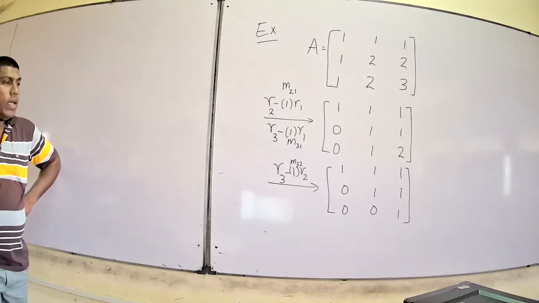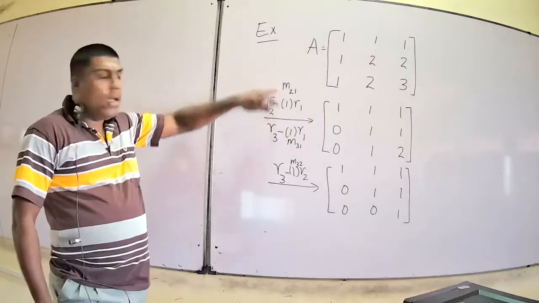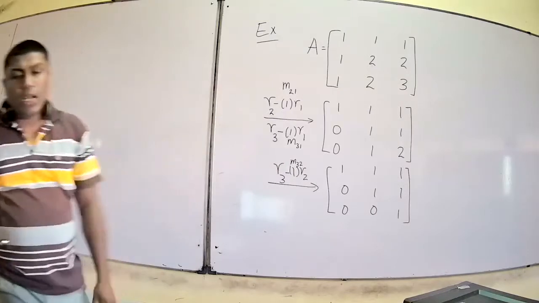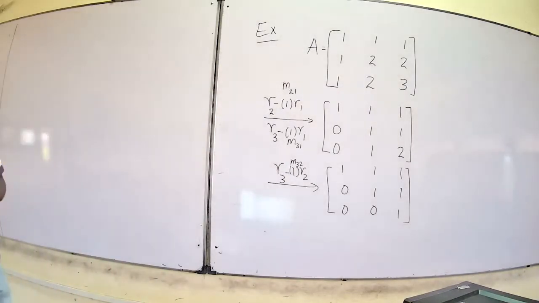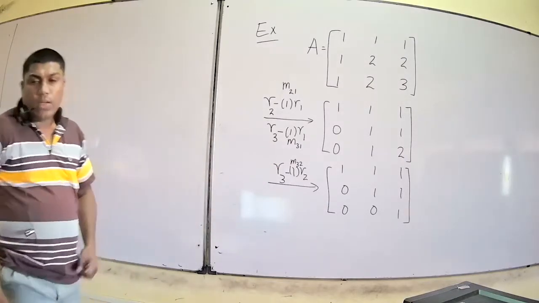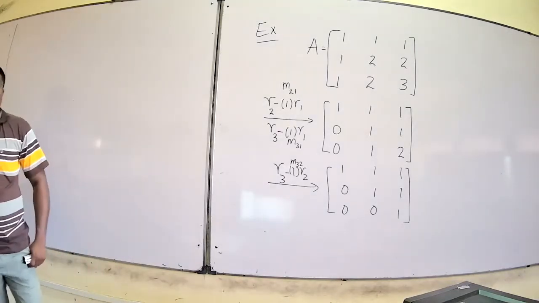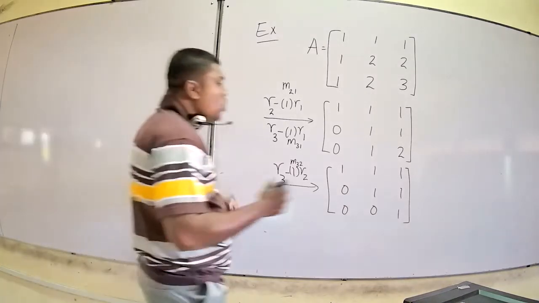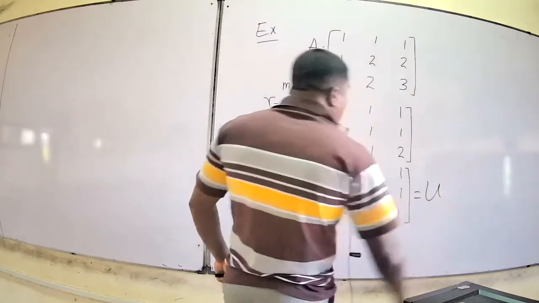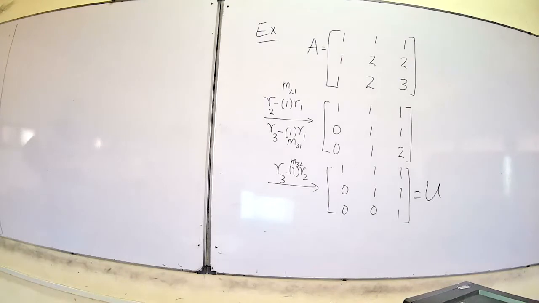Here we have multipliers M21, M31 according to the notation I use in the theorem, and this one, M32. These are my notations, these are my formulas. After doing this, you know that you get a U, which is an upper triangular matrix, which looks like 1, 1, 1, 0, 1, 1, and 0, 0, 1.